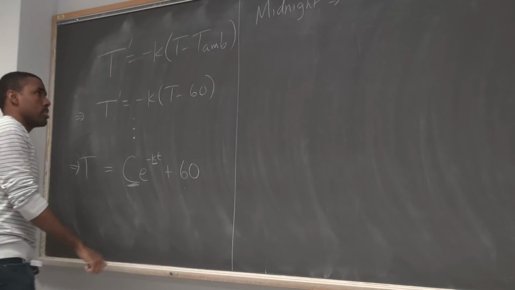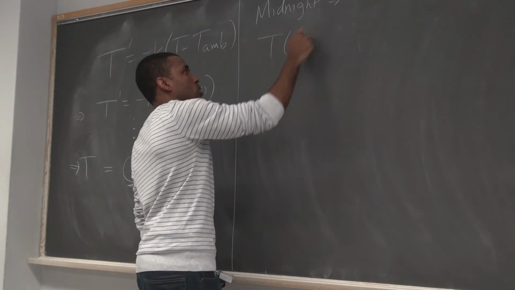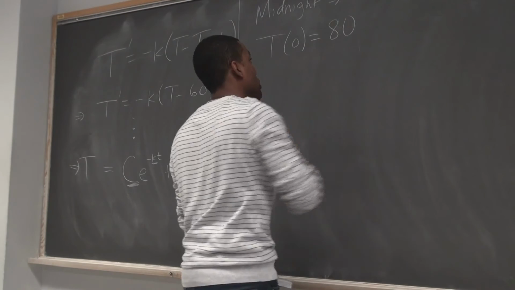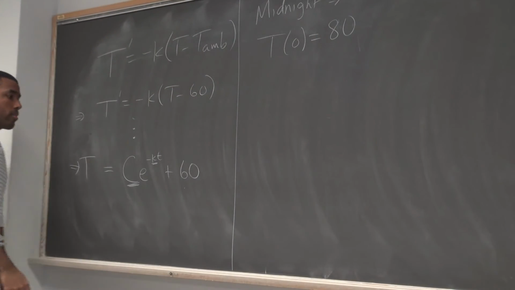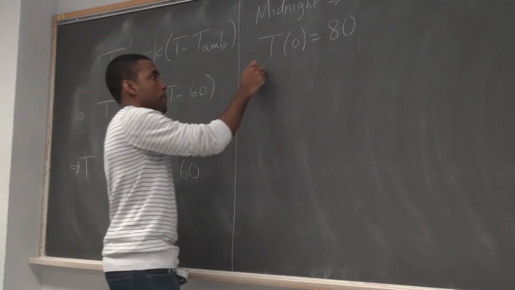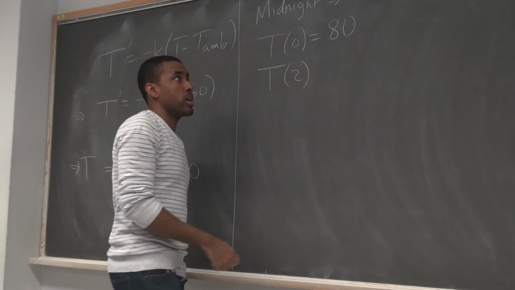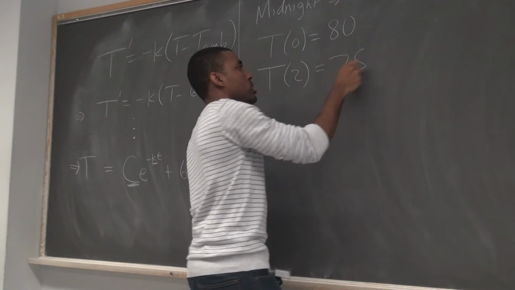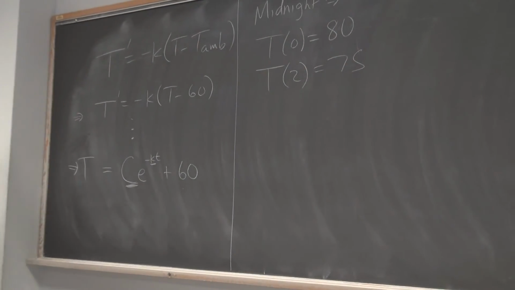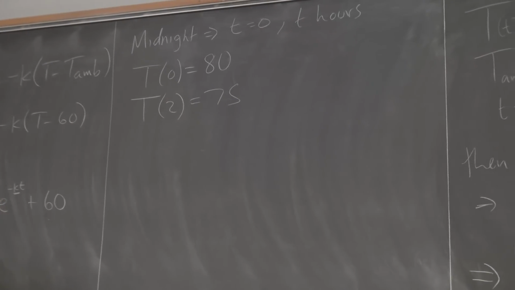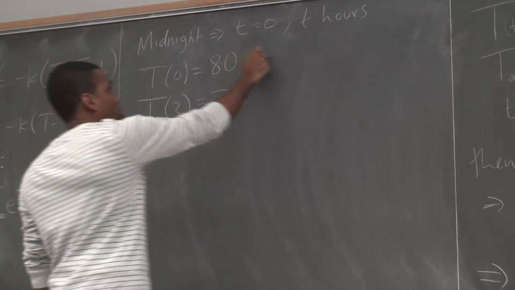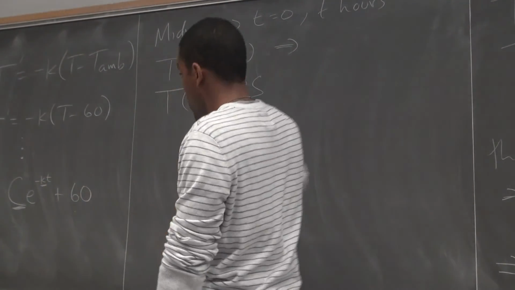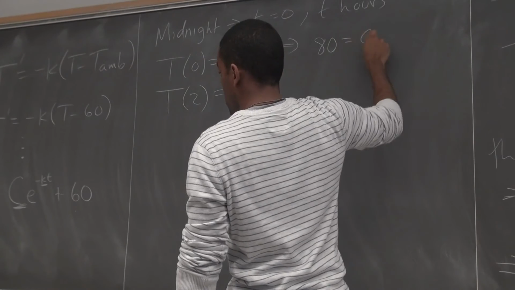In other words, we know that T of 0 is what? It's 80. Do we know T at any other point? Yeah, at 2 o'clock in the morning, 2 hours later. If I'm measuring t in hours, it's 75. So I have two initial conditions and two unknowns. I can actually find them. If I plug in little t equals 0, the big T should be 80. So this is 80 equals C plus 60.